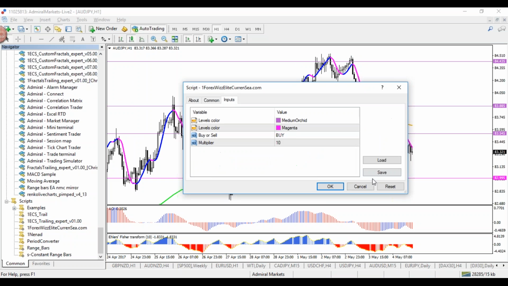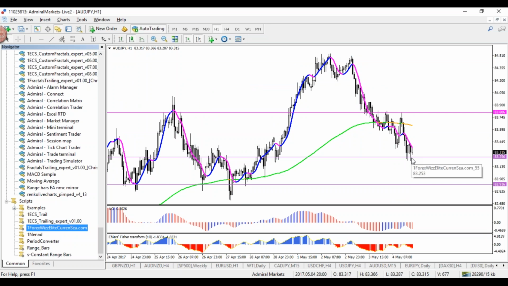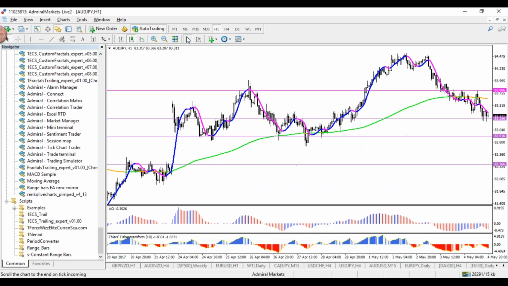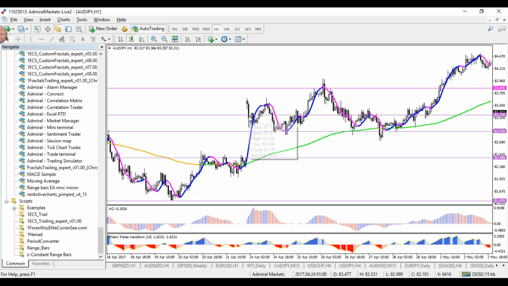Here at this moment, we're only at the first level. So we have nothing to do at this moment. We're waiting for breakouts, basically. Okay.